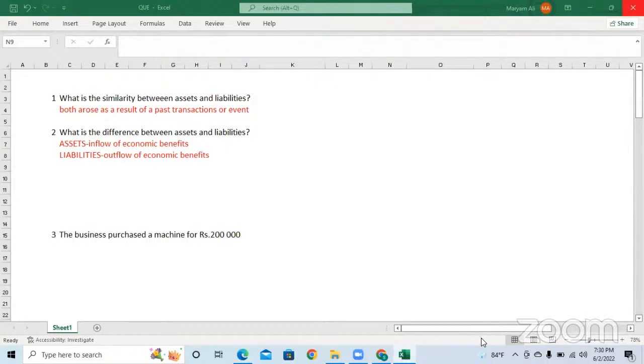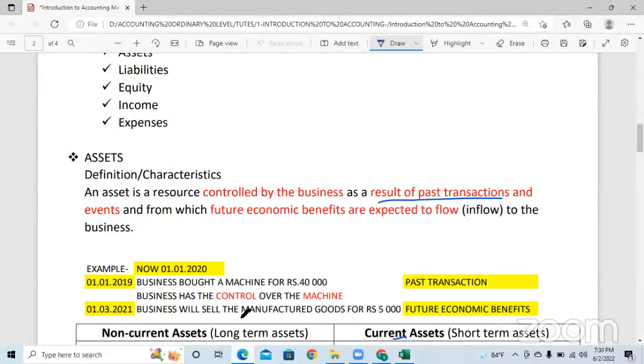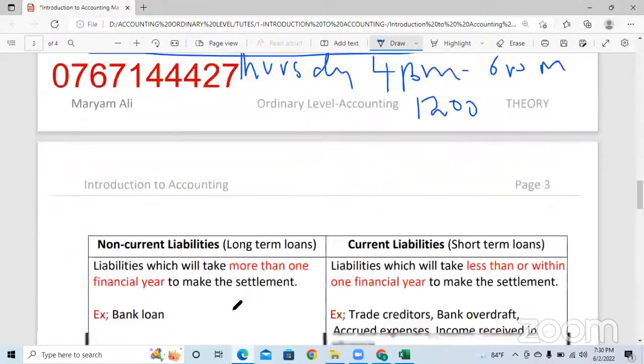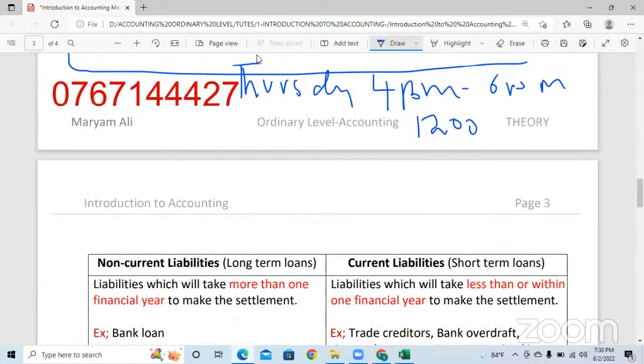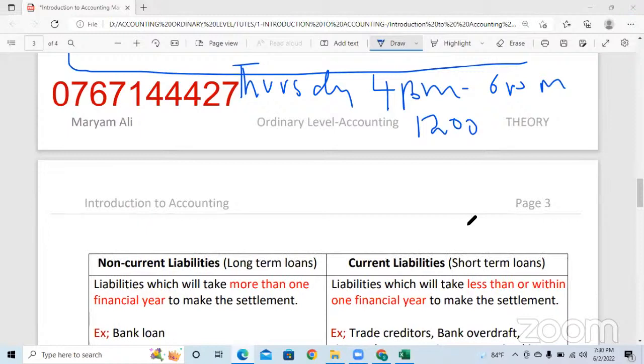So now let's continue where we stopped. Now guys, like assets, even liabilities are divided into two: non-current liability and current liability.